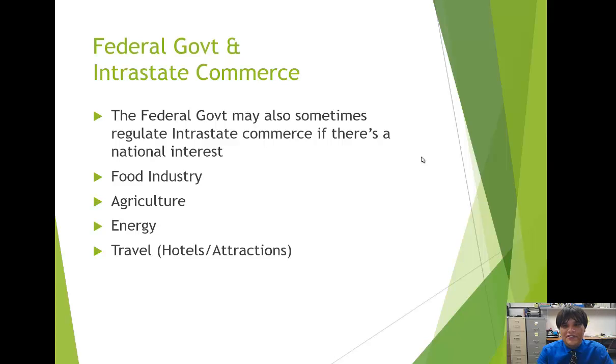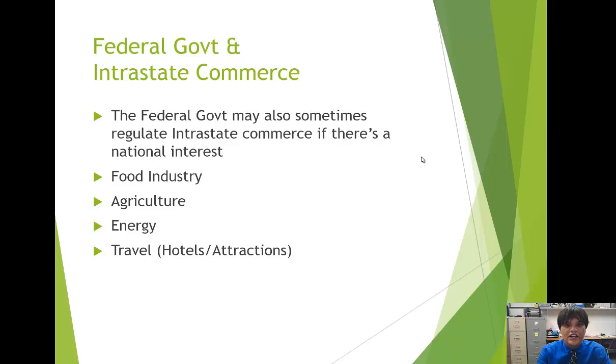So while Gibbons versus Ogden established the federal government's power to intervene in interstate commerce, there are also times where the federal government can intervene in commerce that isn't interstate. The federal government may regulate commerce, particularly if there's a national interest at hand. I have just a few examples here.